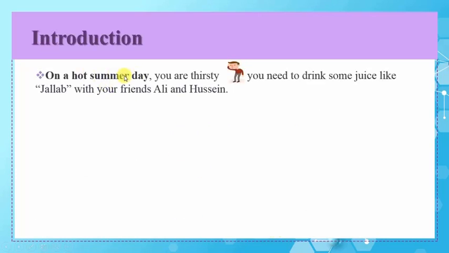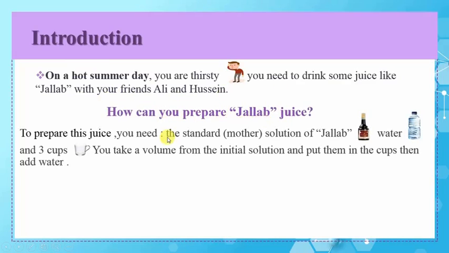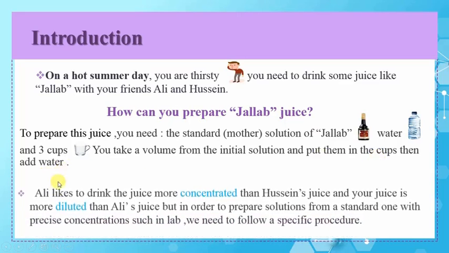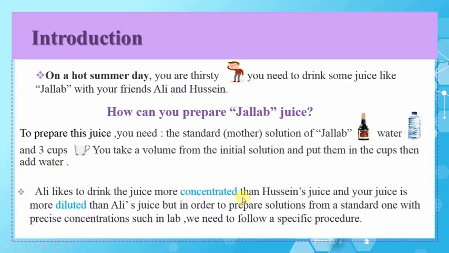Okay, on a hot summer day, you are thirsty, you need to drink some juice like jalab with your friends, Ali and Hussein, for example. How can we prepare jalab juice? To prepare this juice, you need the standard, the mother solution of jalab, water, and 3 cups. You take a volume from the initial solution and put it in the cups, then add water. Ali likes to drink the juice more concentrated than Hussein's juice, and your juice is more diluted than Ali's juice.